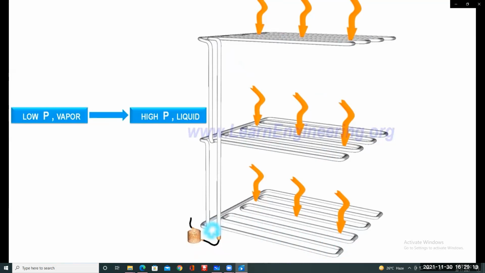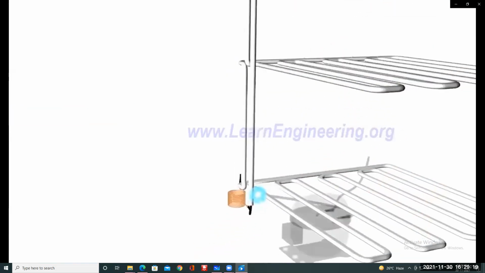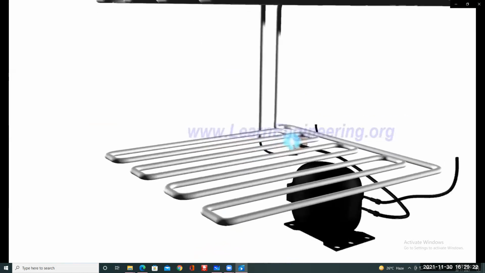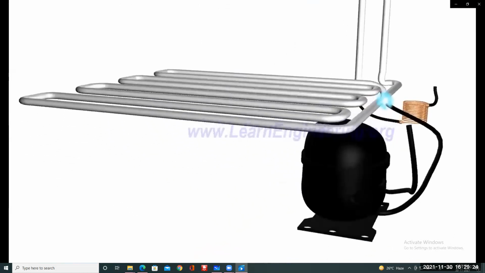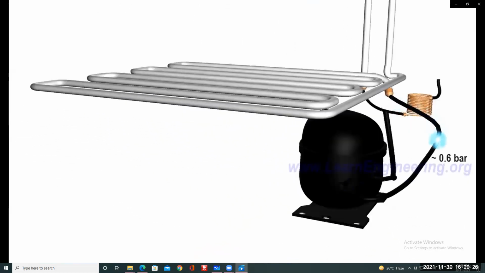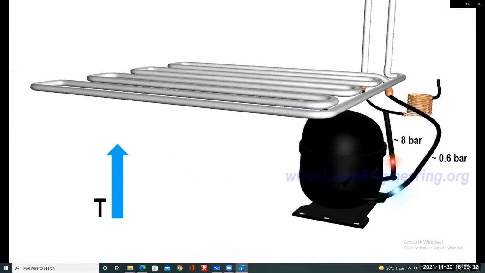So first step, let's raise the pressure. A compressor is introduced for this purpose. Compressor will raise the pressure back to its initial value. But since it is compressing gas, along with pressure, temperature will also rise. It is unavoidable.